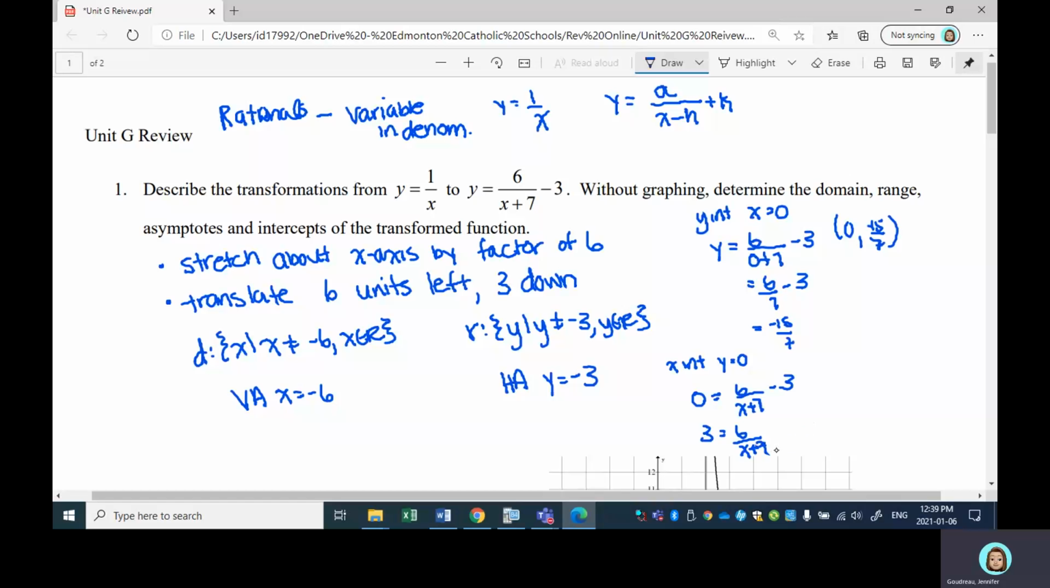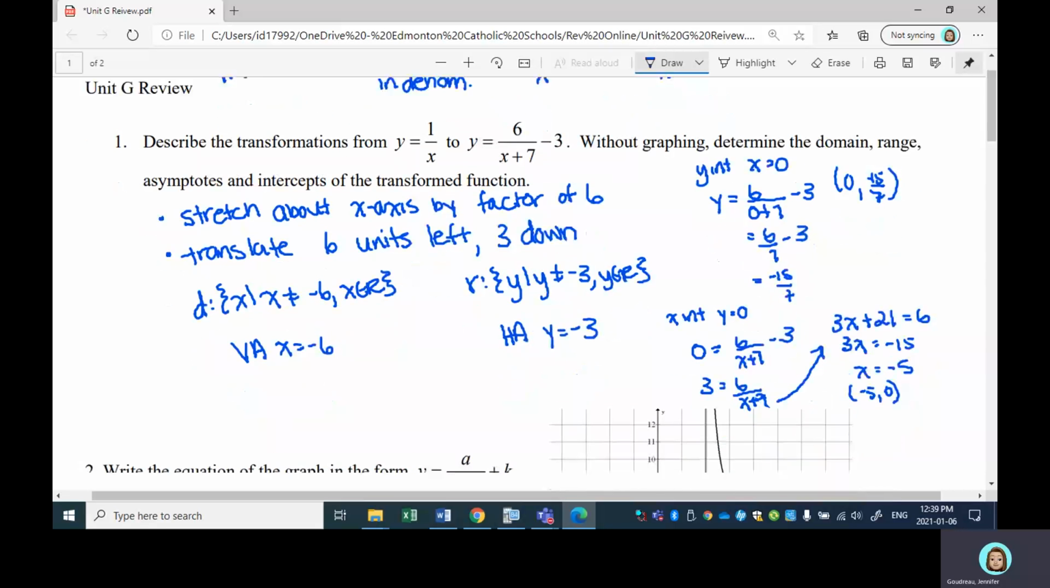I'm going to multiply both sides by x plus 7 to get the x out of the denominator. So distributing the 3, we get 3x plus 21 equals 6. And now we just need to isolate x. So we get 3x equals negative 15 when we subtract 21 from both sides. Dividing both sides by 3, x is negative 5. So negative 5, 0 would be our x-intercept.